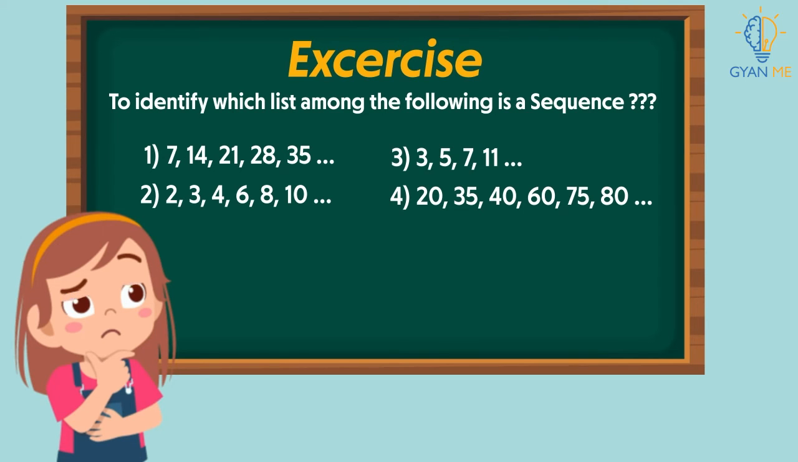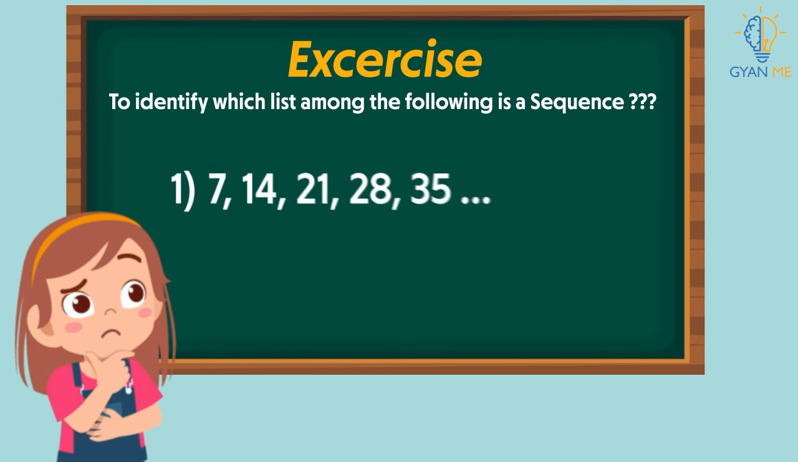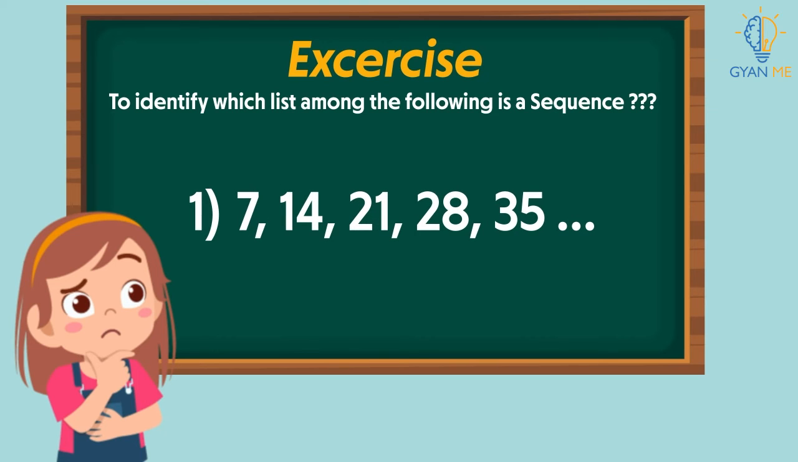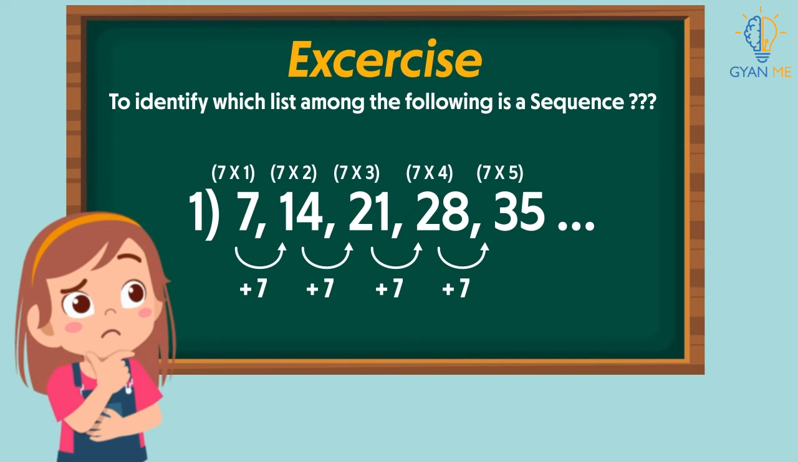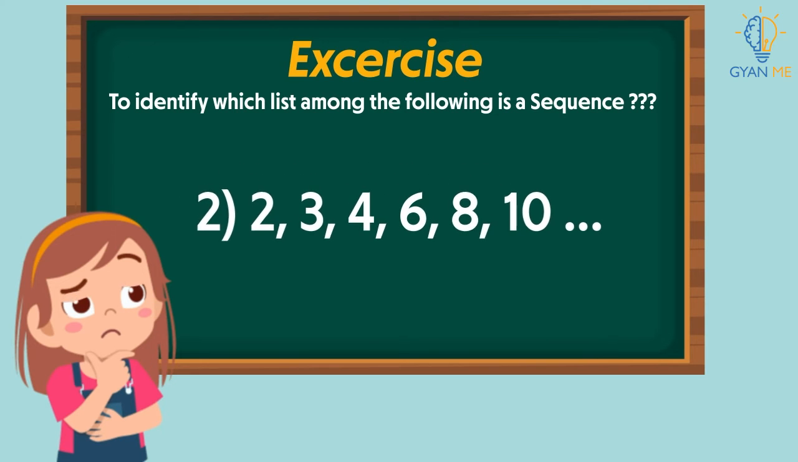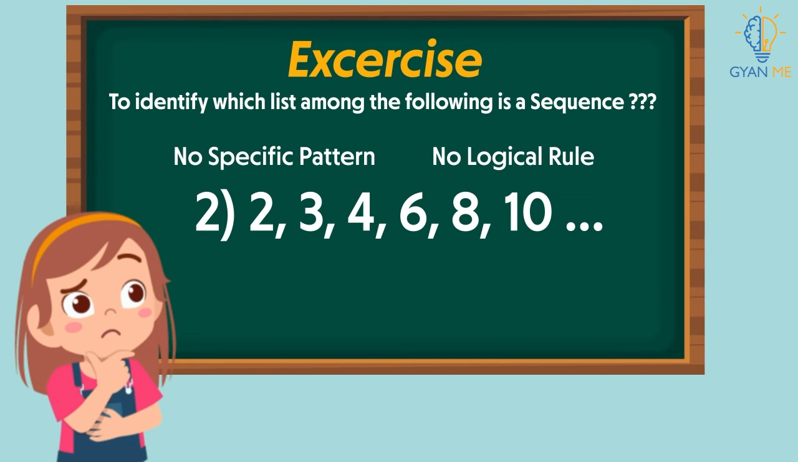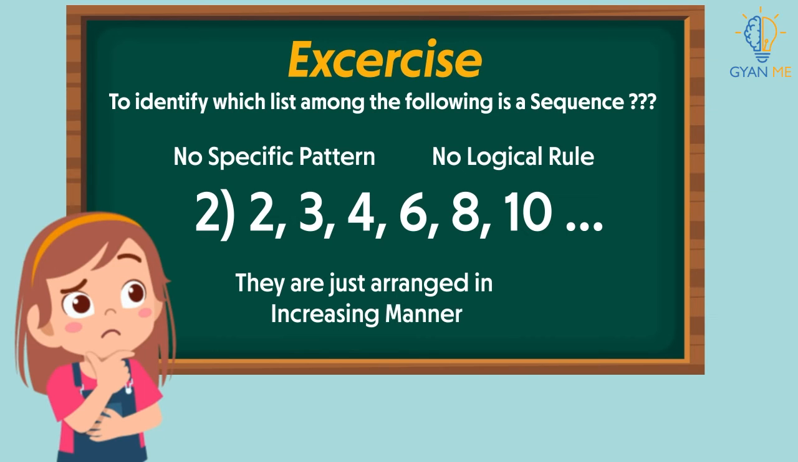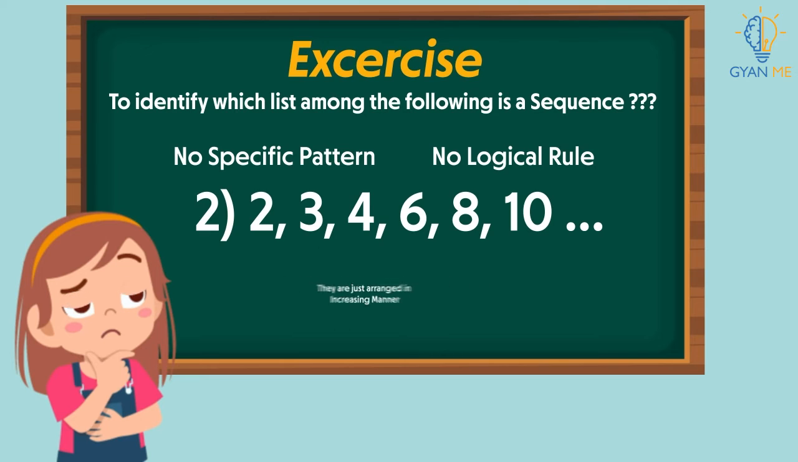Here in example 1, there is a specific pattern. Observe that every number is a multiple of 7. That is, each number is increased by adding 7 to it. So it's a sequence. In example 2, numbers have no specific pattern or logical rule for their arrangement. Simply, they are arranged in increasing manner. They are indeed in increasing order, but there is no logical pattern, so it is not a sequence.